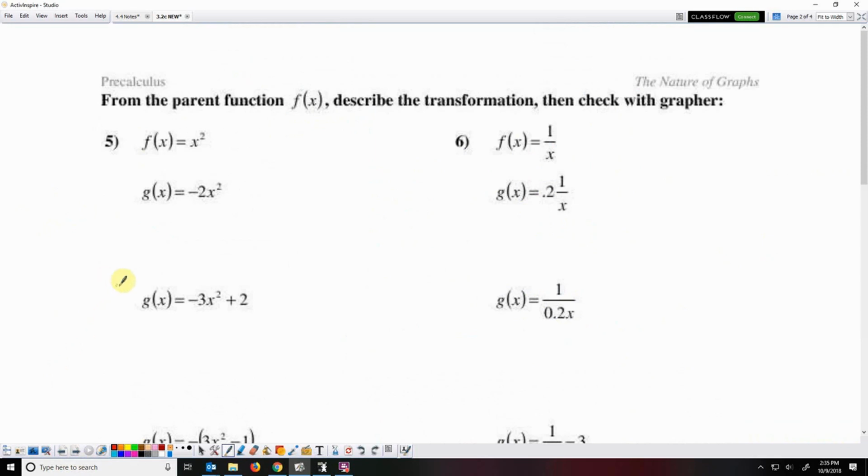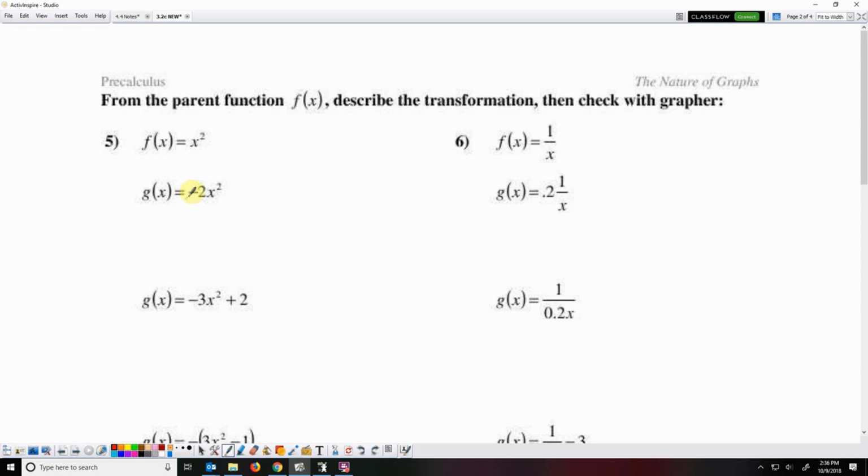All right, so on to page 2. From the parent function, f of x equals x squared. So we're doing a square function, a basic parabola. Describe the transformation. And then check with the graphing calculator. We're just going to go through each one and describe the transformation.